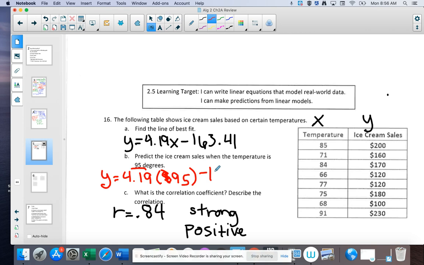So we're grabbing our equation and we're making a prediction. So we're going to plug this in. And what my calculator is telling me is that it's going to be about $234.64. If you do not know how to do the calculator stuff, there is information in your 2.5 notes.